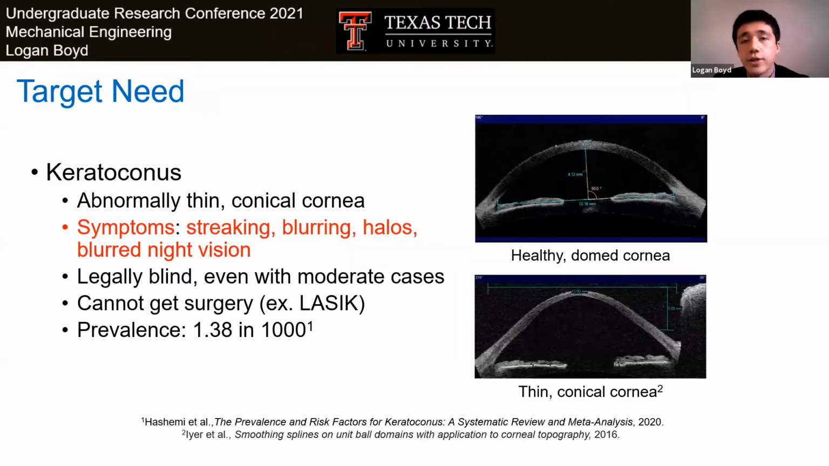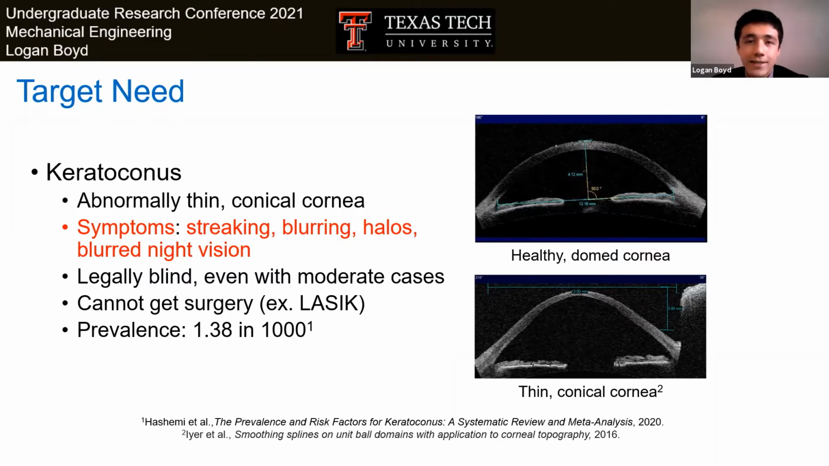Now, who can use custom vision correction? Short answer is everybody. The theoretical maximum for this vision correction is 20/30 vision, which is much better than I currently have. You can imagine there are many people that can benefit from custom vision correction: pilots, air traffic controllers, even professional athletes like baseball players who may want to see the spin on a baseball as it comes out of a pitcher's hand. But for our current research, our particular target need is keratoconus.